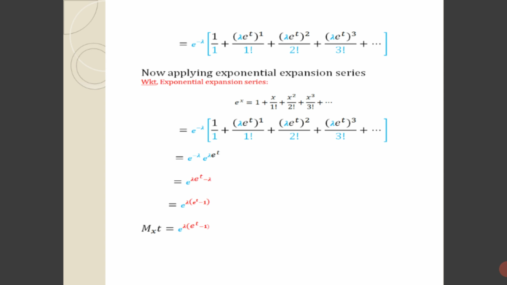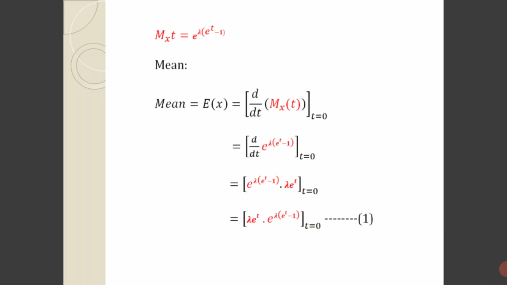Using this moment generating function answer, we are going to find the mean and variance. Our mean formula is expectation of X equal to d by dt of M_X(t) with t equal to 0.